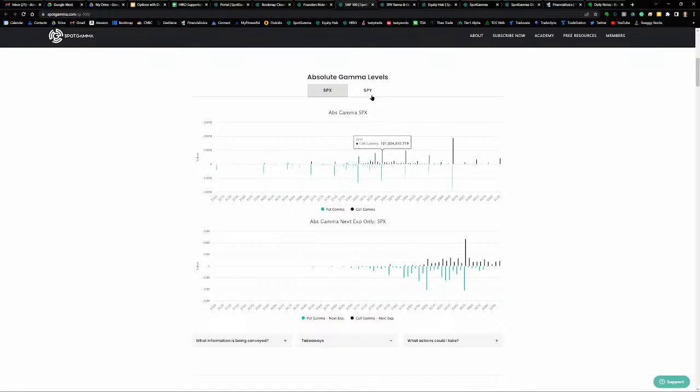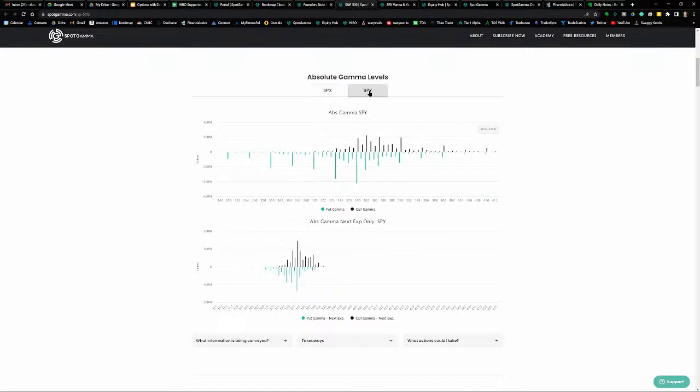And now let's take a look at SPY. And SPY, this is the key gamma strike. So the key gamma strike for SPY dropped down from 390 yesterday to 380 today. And that is the strike with the highest absolute gamma.